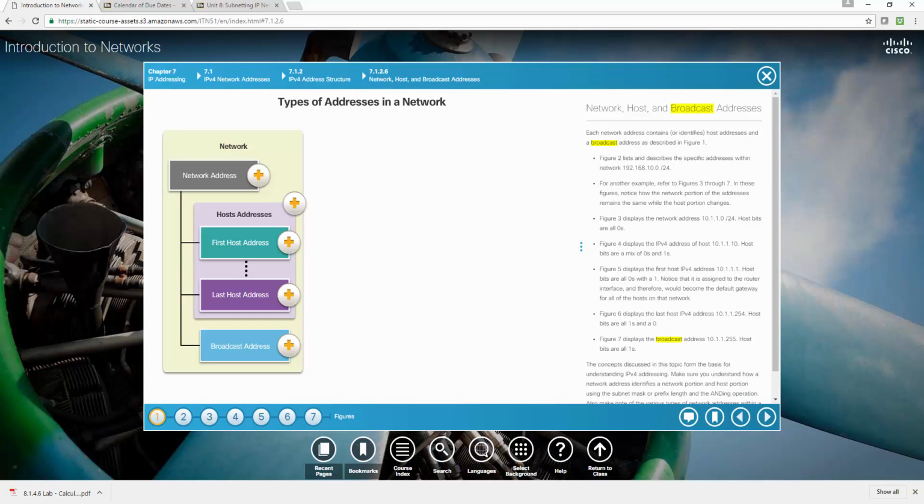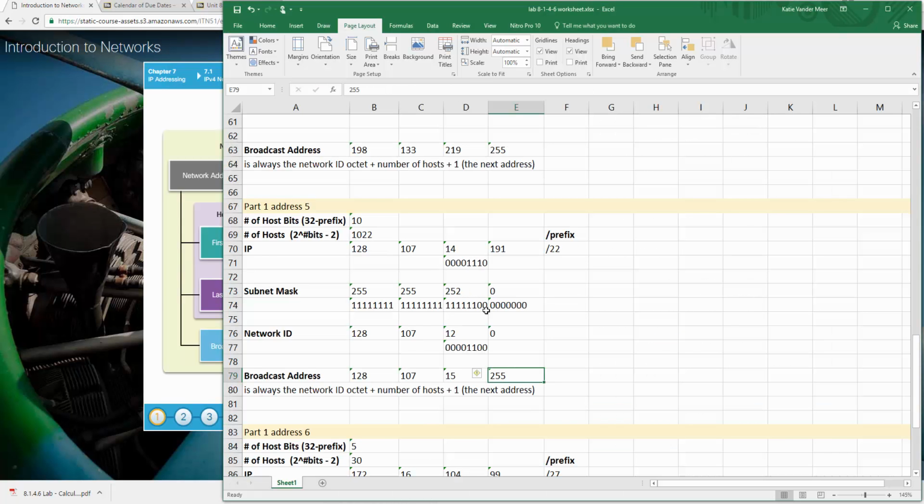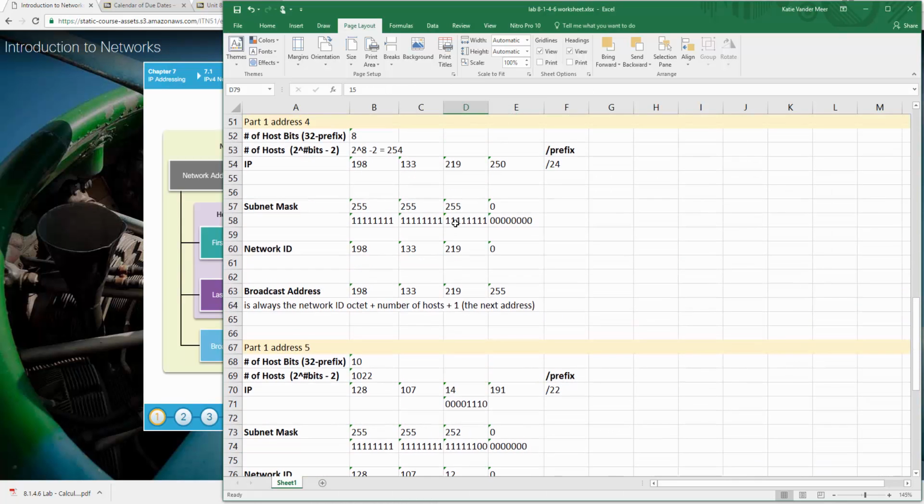Okay, I jumped over to the book real quick because in that last section on how to calculate these broadcast addresses, you might want to reference back to chapter 7 on that.